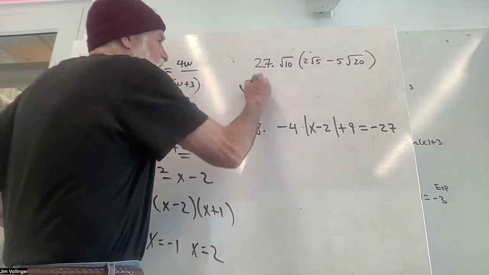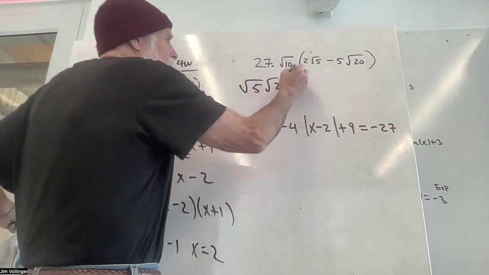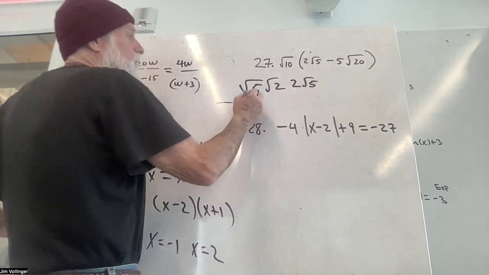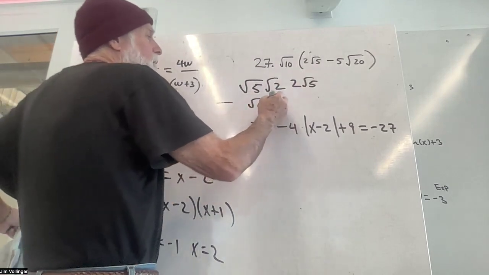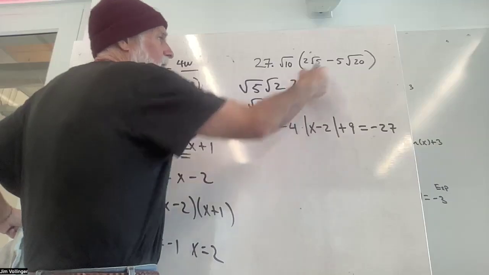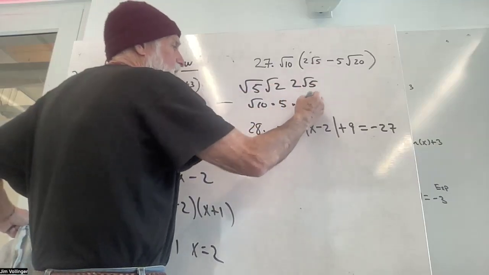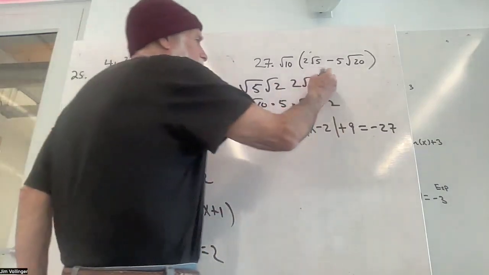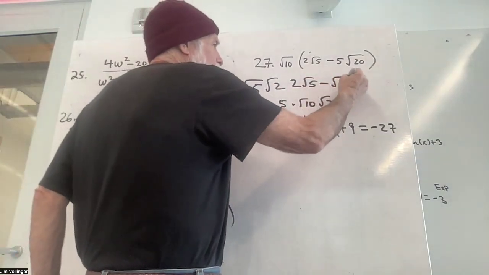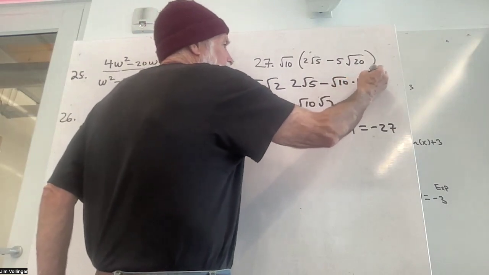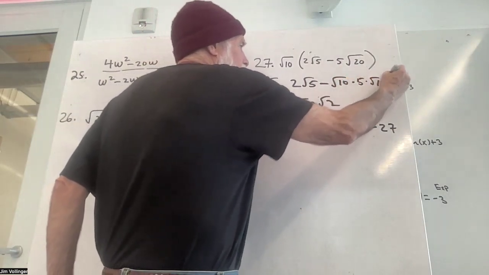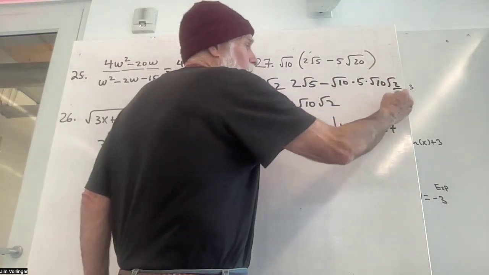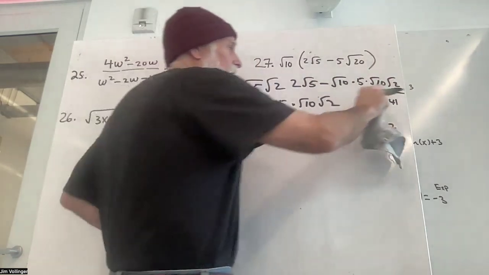Square root of 10, you want to see that as the square root of 5 times 2 times root 5 and minus the square root of 10 times 5 times root 10 root 2. So pause the video long enough so that you can see that. I guess I could have written it here. Minus root 10 times 5 times root 10 times root 2. And I hope you know what root 2 is. 1.41. I asked you to memorize it since the start of the term.